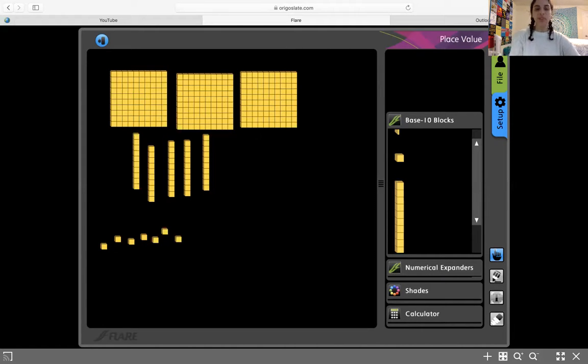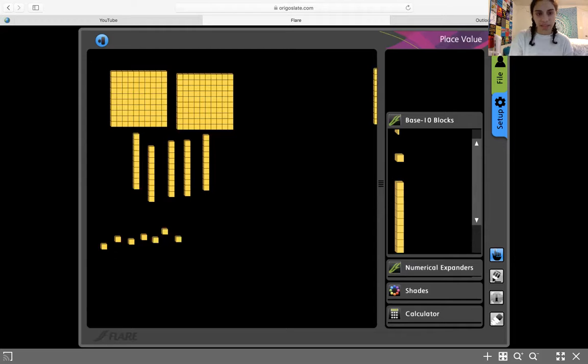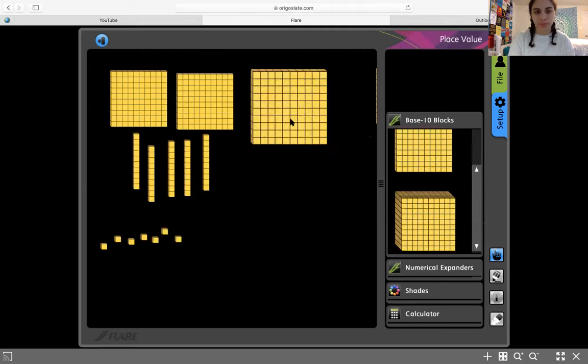Okay? So if I wanted to take away 100 less than 357, all we have to do is take away one of these flats, and we're left with 257. Okay? Now, if I wanted to, let's see if I can move it back out here. Nope. All right. I'm having trouble moving it, so I'm just going to add one more.